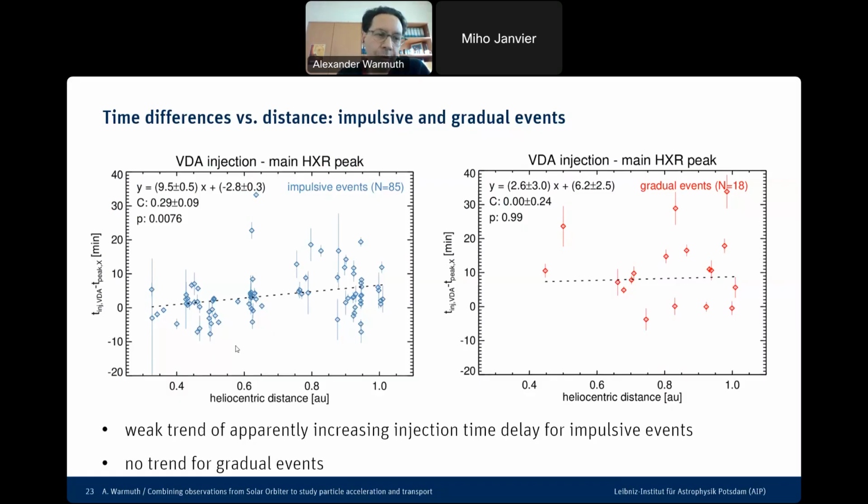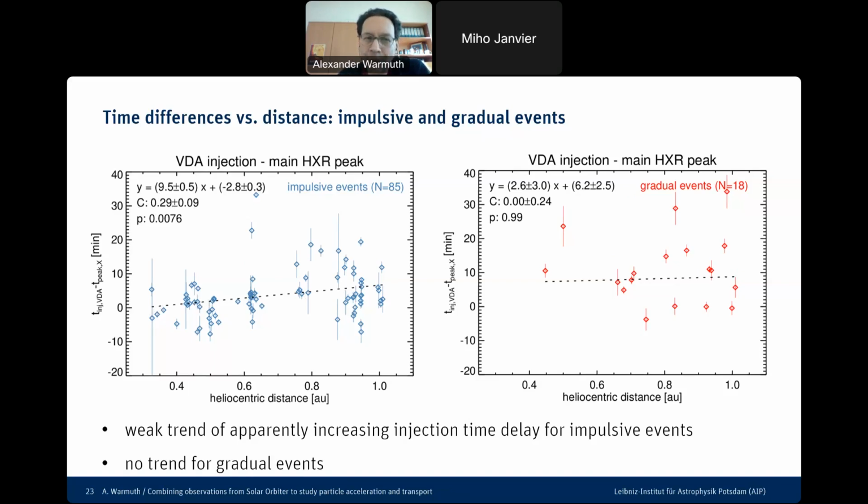And this plot here, the scatter plot, shows you these injection time delays with the more refined velocity dispersion method versus heliocentric distance. And again, I've split it into impulsive events in blue and gradual events in red. If we first look at the gradual events, we see that there's no correlation with distance whatsoever, quite some large scattering. If we look into the impulsive events, this changes a little bit. We begin to see a weak trend of an increasing injection time delay with distance from the sun. The correlation coefficient is rather low, but it is a first tentative hint.